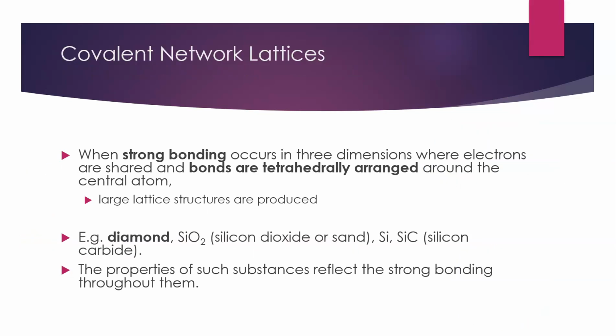So a covalent network lattice occurs when we have strong bonding in 3 dimensions. Okay, remembering it's a 3-dimensional lattice, so strong bonding in all 3 dimensions, and electrons are shared, so we've got covalent bonding. The bonds are tetrahedrally arranged around the central atom. So in the case of carbon, we're going to have carbon bonded to 4 other carbon atoms in a tetrahedral arrangement. And these will just continue to be bonded to 4 other carbons, forming a lattice as we go through. Every carbon is going to be bonded to 4 other carbons.